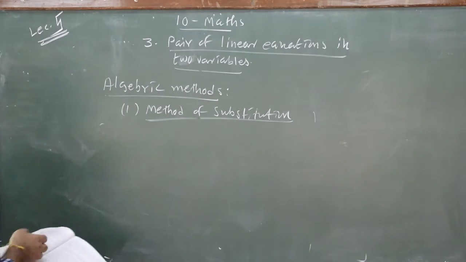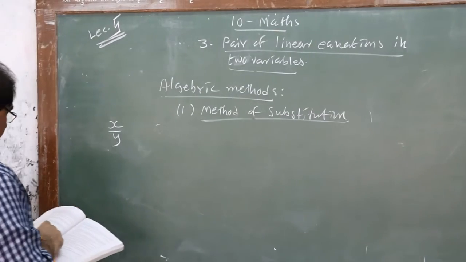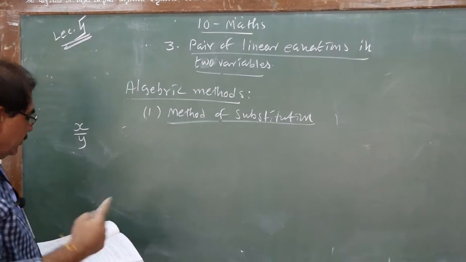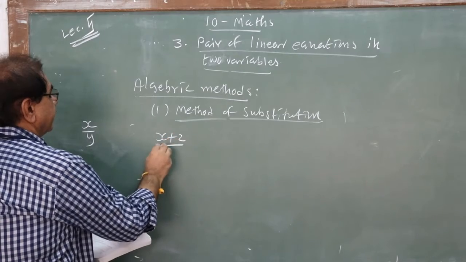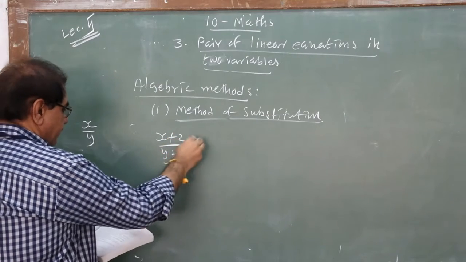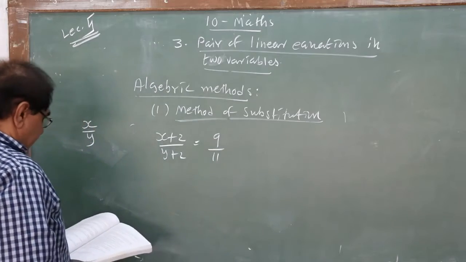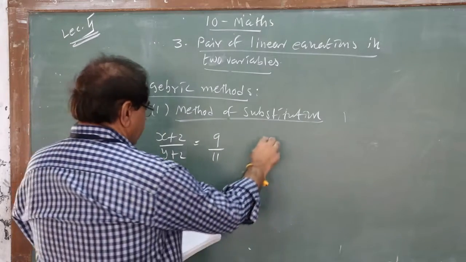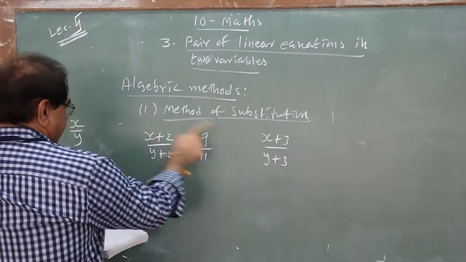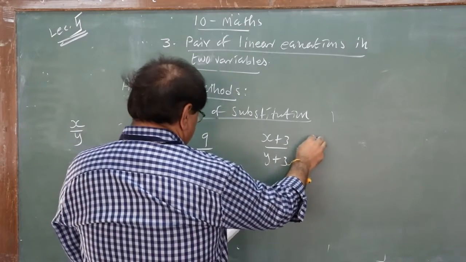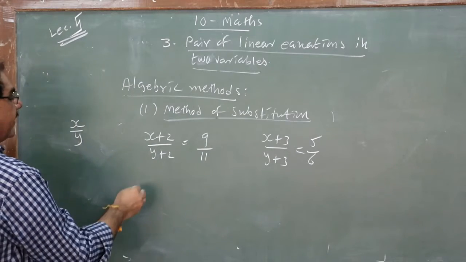A fraction. Suppose the fraction is x upon y. If 2 is added to both numerator and denominator, the fraction becomes 9 upon 11. If 3 is added to both, numerator and denominator, then the fraction becomes 5 upon 6. So these are two equations. You have to simplify them.